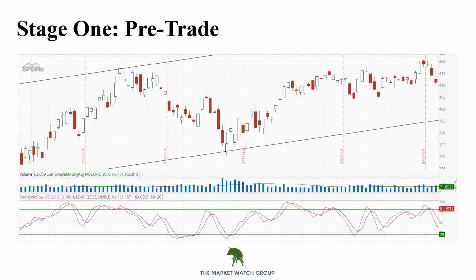Now, what am I going to be looking for? I'm going to be looking for a candle. I'm going to be looking for my stochastics. Look at that stochastics. How many do we have that look like this right now? What are we looking for? A turn.